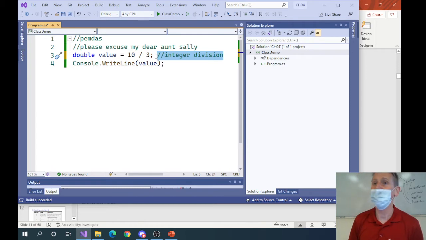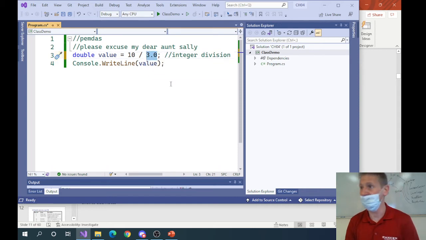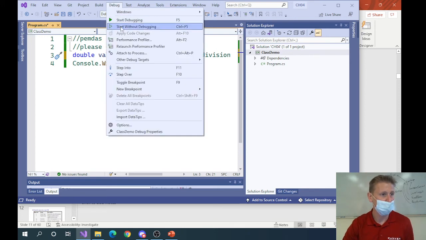Now, the easy fix that I know is make one of those whole numbers, just throw a decimal on it. Now you've got a whole number, an integer divided by a double, the result will be a double, and then it'll store it in a double.